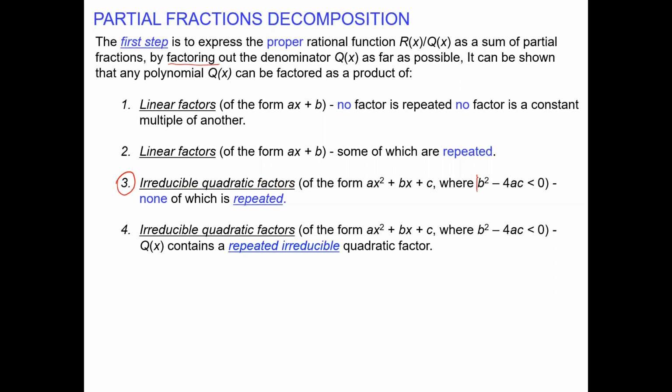Because b squared minus 4ac is less than 0, we do not have real roots. That means irreducible quadratic factors, none of which is repeated. That's case 3. Case 4 is similar. Also, we will end up with irreducible quadratic factors. However, some of them are repeated. But in this video, we will focus on case 3.